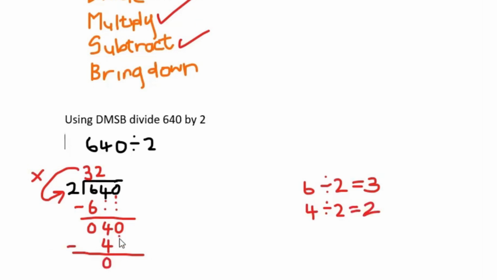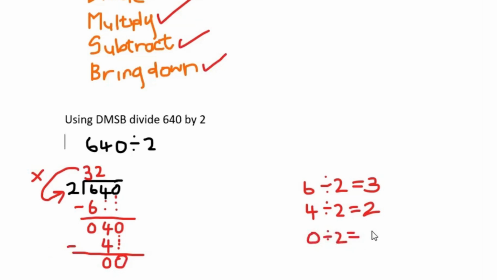And then we bring down that other 0. So because we still have something that we have brought down, we still have to continue dividing, okay? So you continue dividing until you have nothing to bring down. So in this case, you're now dividing 0 by 2. And when you divide 0 by 2, what is the answer? 0 divided by 2 is 0.